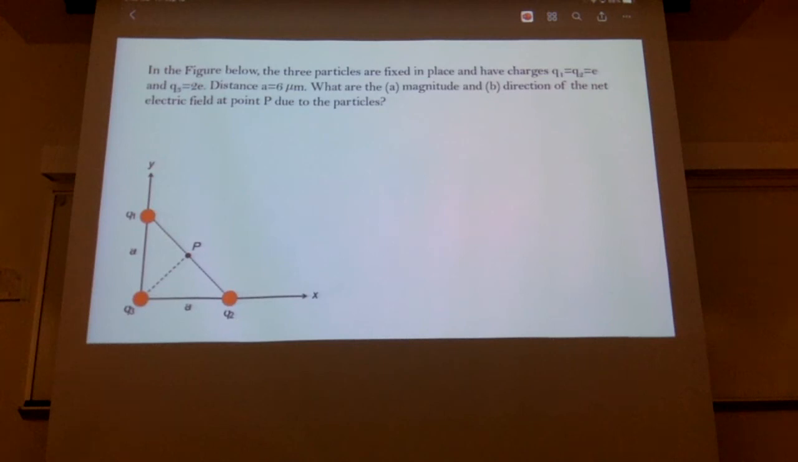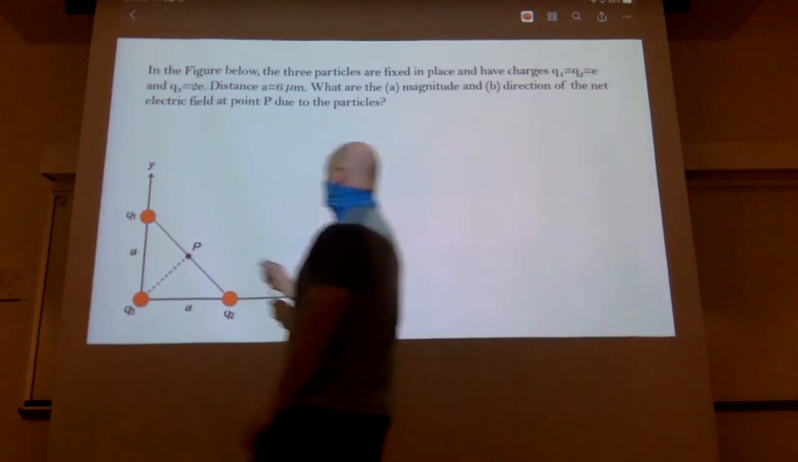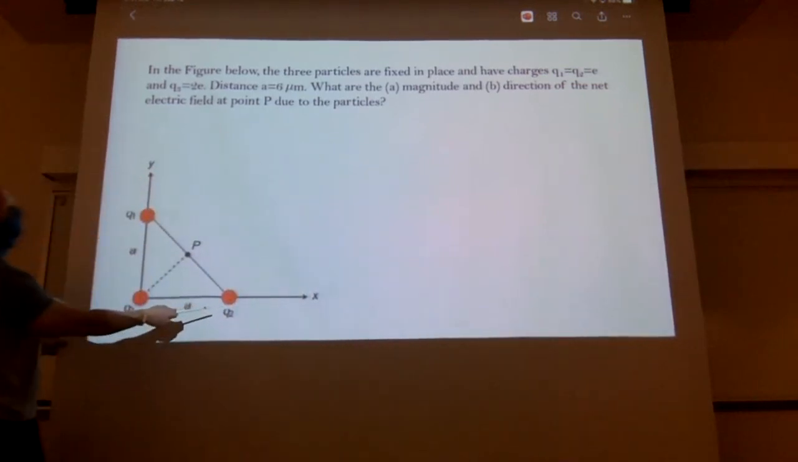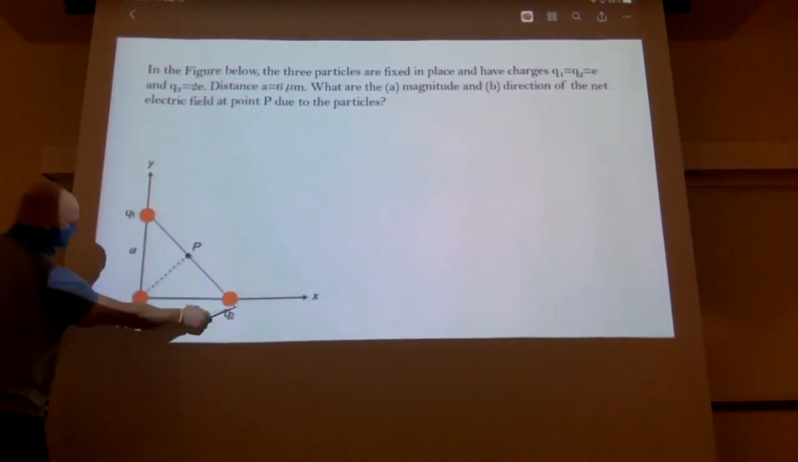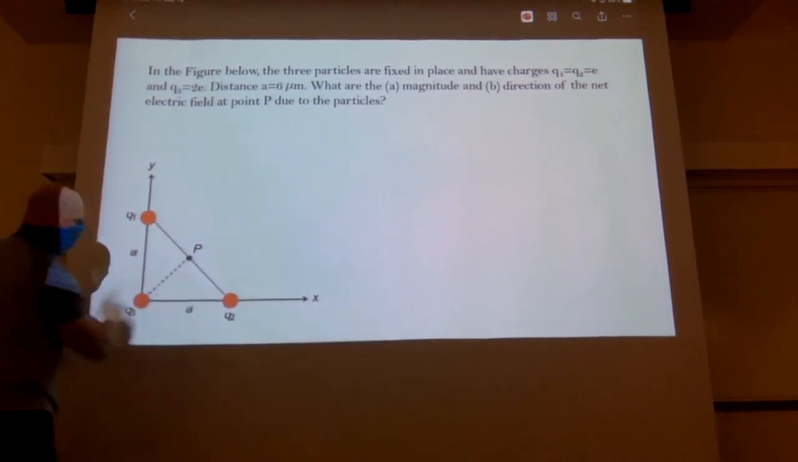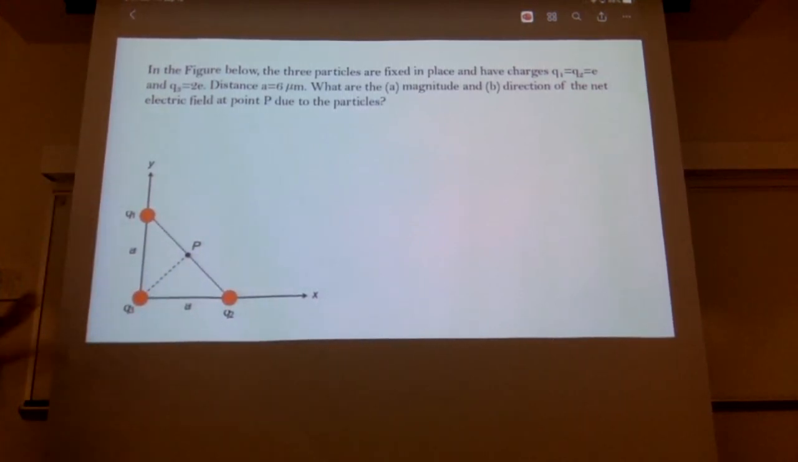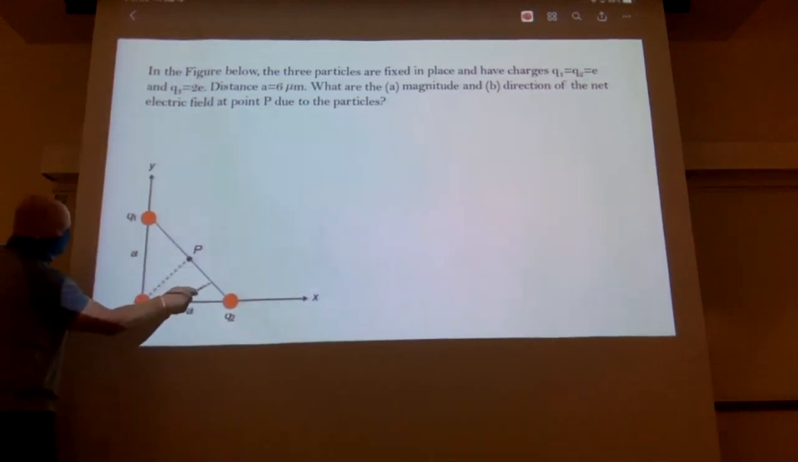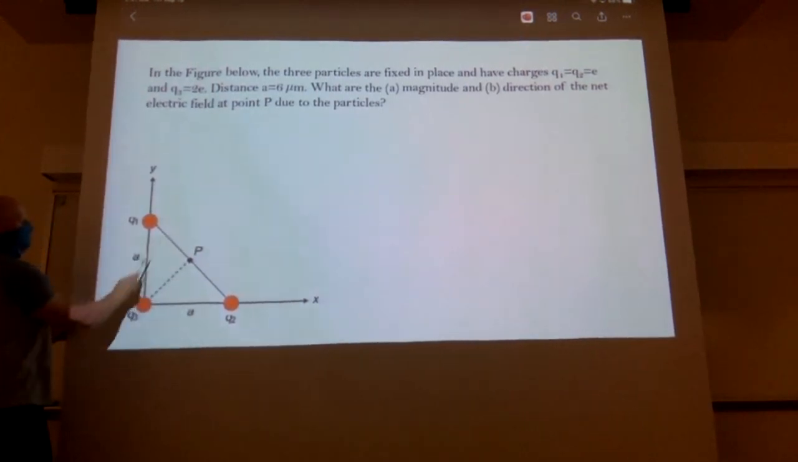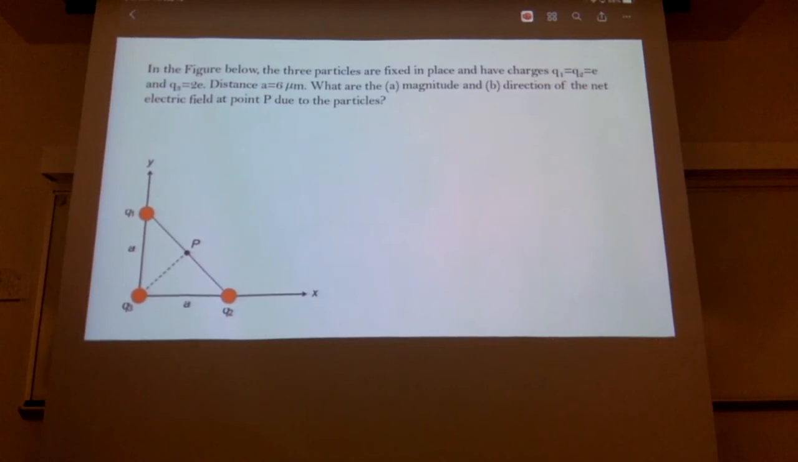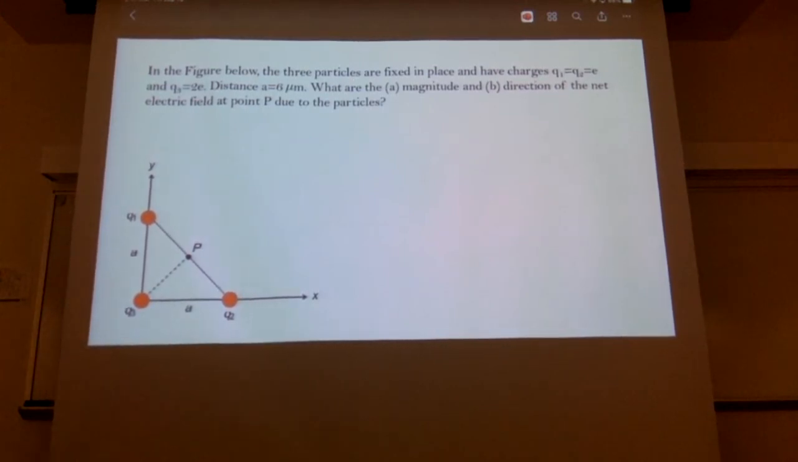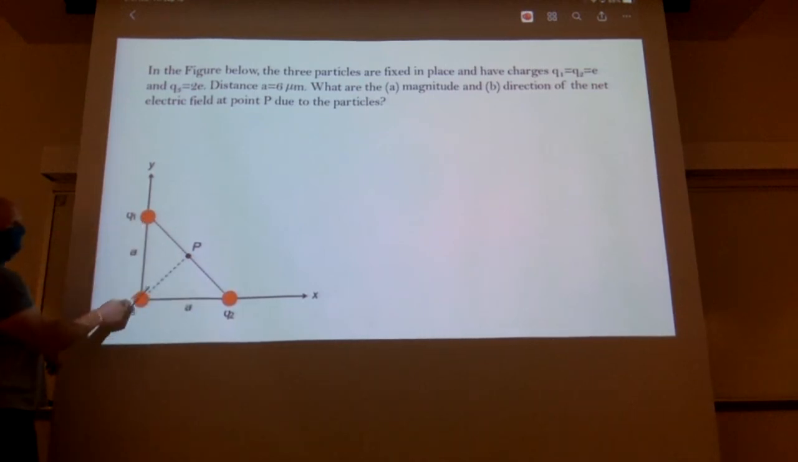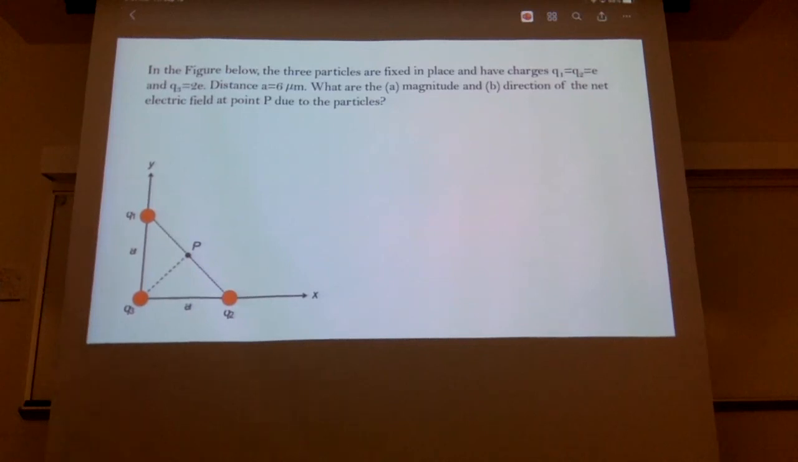Dylan's shaking his head. Good. What's going to cancel, Dylan? Q1 and Q2. So I know Q1 and Q2 have equal charges. They're also equal distances, and that point is along the line that connects the two of those. Which means the electric field from Q1 is going to point this way, and the electric field from Q2 is going to point this way. Those two will be equal and opposite, so automatically they're going to cancel. So just like before, these two are going to cancel, so the only electric field contribution at this point is from Q3.